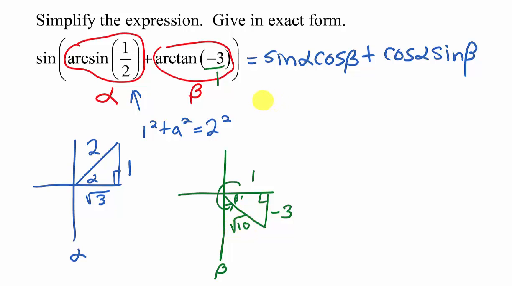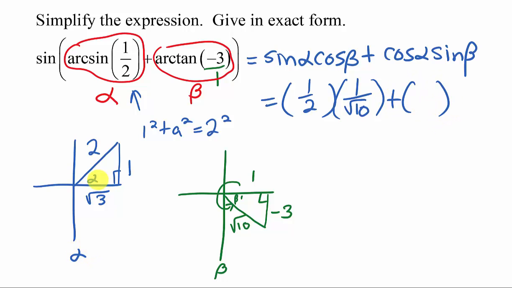Now that I have my triangles drawn, I'm ready to go ahead and answer this. I need sine alpha, which is 1/2, and I can get that from this arc sine, or I could use the triangle where I labeled that, so opposite over hypotenuse. Now I need cosine beta, so I'm going to look in the beta triangle. Cosine is adjacent over hypotenuse, so 1 over square root of 10. Plus, now I need cosine alpha, so I'm going to go back to the alpha triangle. Cosine is adjacent over hypotenuse, so that's square root of 3 over 2. And then sine beta, so back to the beta triangle, sine is opposite over hypotenuse, so -3 over square root of 10.